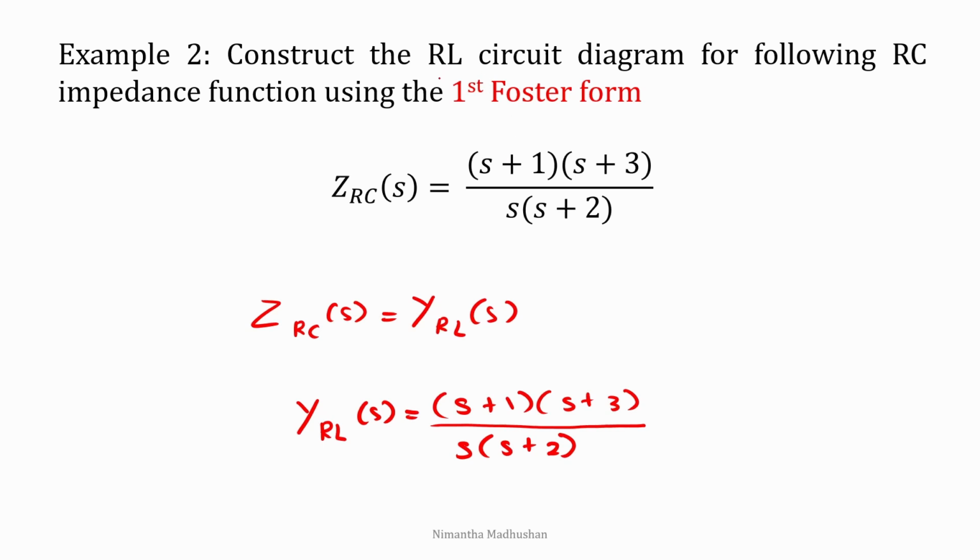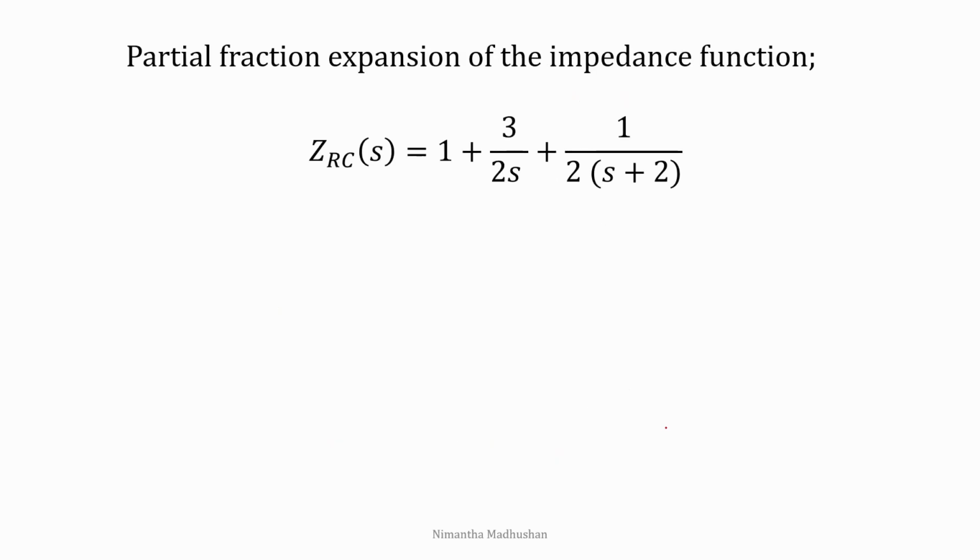We have to use the first form to construct the RL network. Then we have to apply the partial fraction expansion for this admittance function. In the first form, we are using partial fraction expansion. In a previous video, I obtained the partial fraction expansion of the RC impedance function. I will include that link in the description. You can watch it. And this is the partial fraction expansion of the RC impedance function: Z_RC is equal to 1 plus 3 over 2S plus 1 over 2 times (S plus 2).